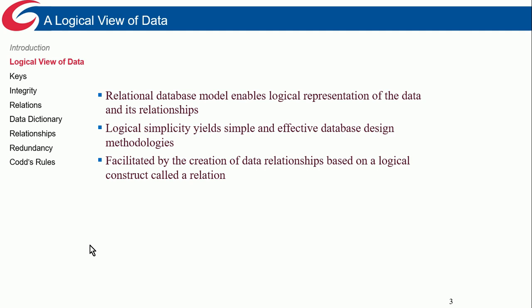So a relational database model enables logical representation of the data and its relationships. If you recall, in our previous unit, we talked about data abstraction, or layers of abstraction with databases. The logical view is the highest level of abstraction. There's the physical layers underneath, but the logical and conceptual layers are above at the top. So that's really what we're talking about here in this unit. We're talking about that higher level of abstraction.